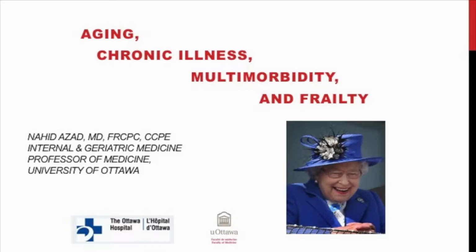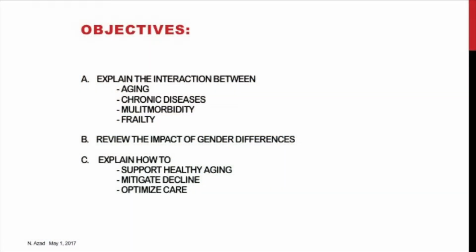What I'm going to talk about is the interaction of aging, chronic diseases, multimorbidity, and frailty. Multimorbidity is defined as a collection of chronic conditions that are not necessarily interrelated. And we are going to review some of the gender impact.